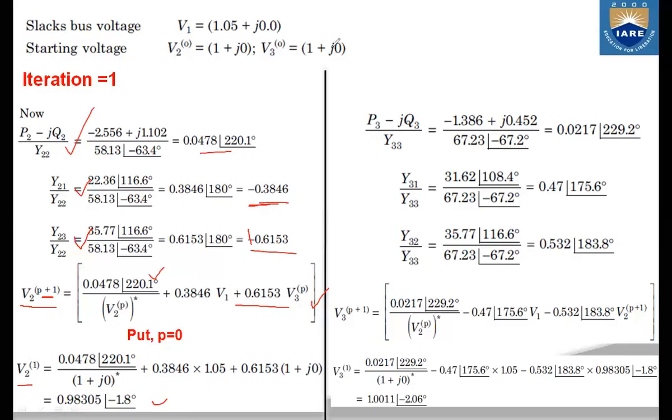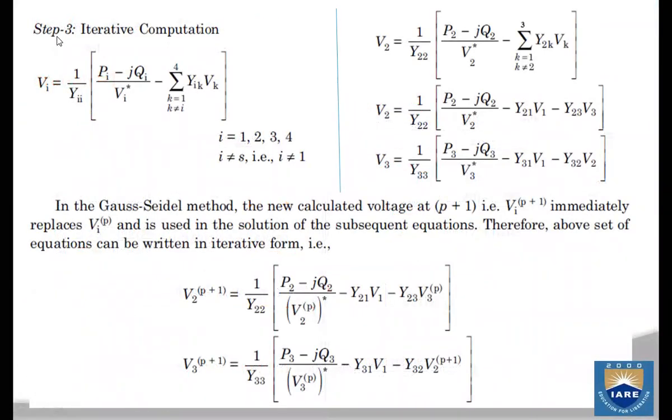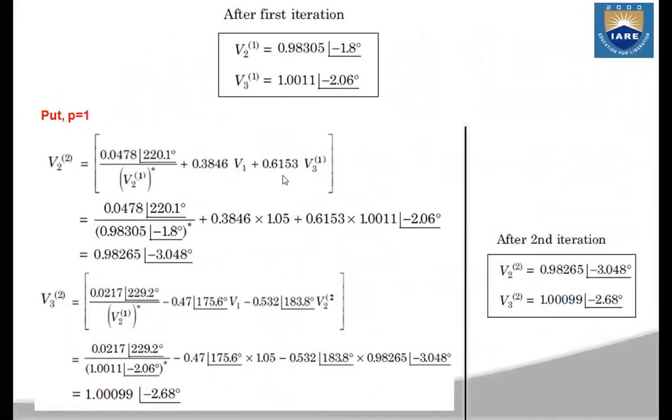Similarly, after completing the V2 value in the first iteration, you go for the V3 value. Here also, first calculate (P3 minus jQ3) by Y33, Y31 by Y33, and Y32 by Y33. What are all these terms? In the previous equation, what is Y33 in the (p+1)th iteration?